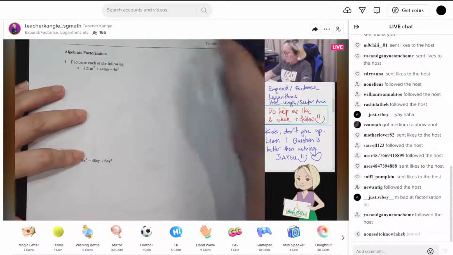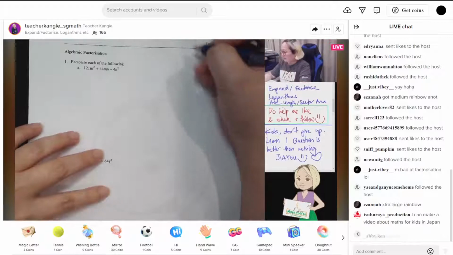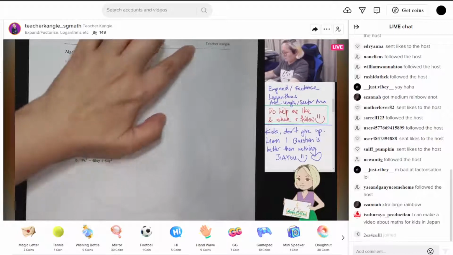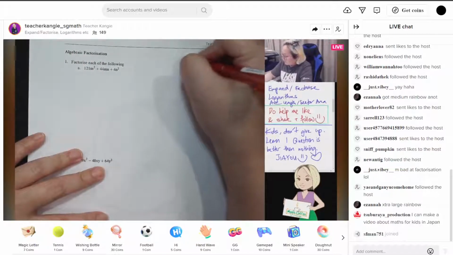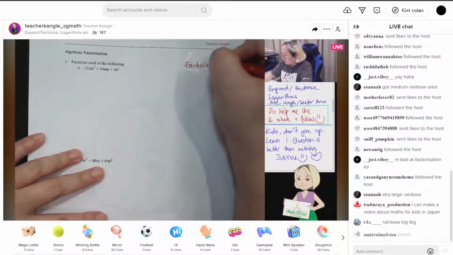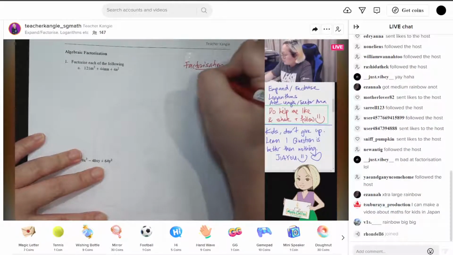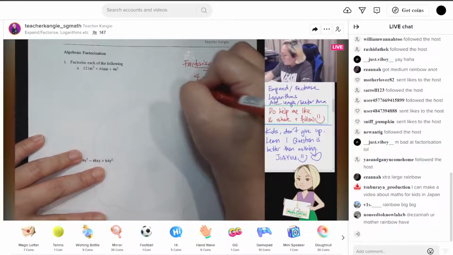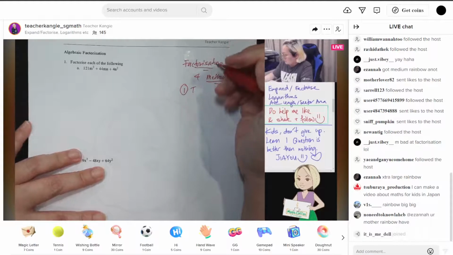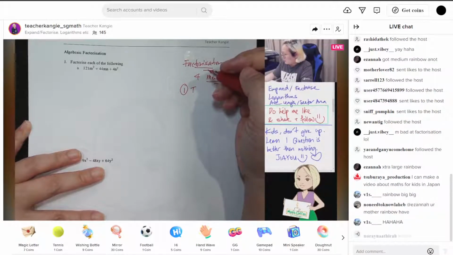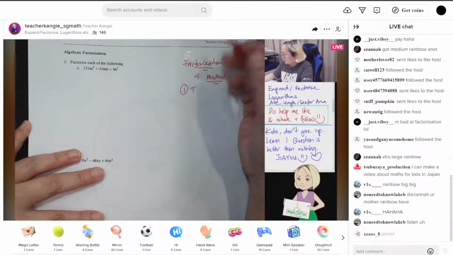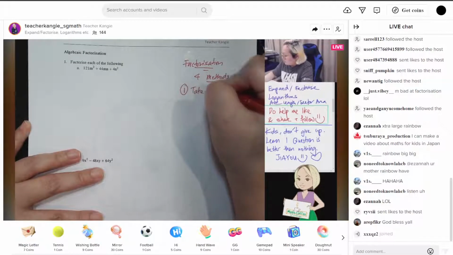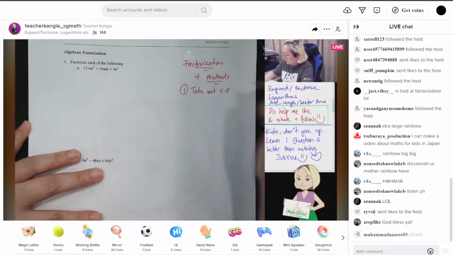So over here, today we will be using 3 methods, in fact. Okay, so I'm going to write in red color here. So factorization, basically you only have 4 methods. Understand? 4 methods. Number 1. Okay, so it's take out common factor. Take out common factor. Okay.